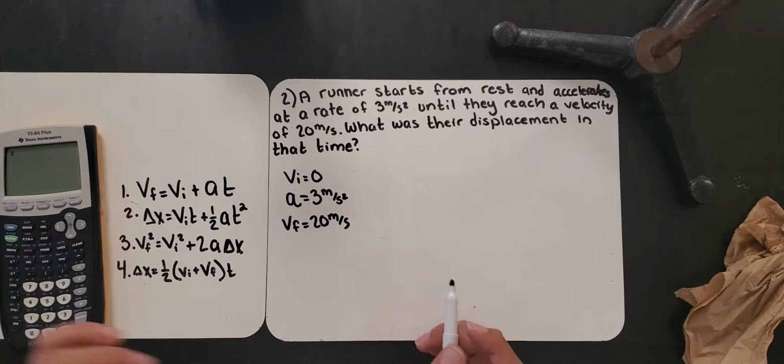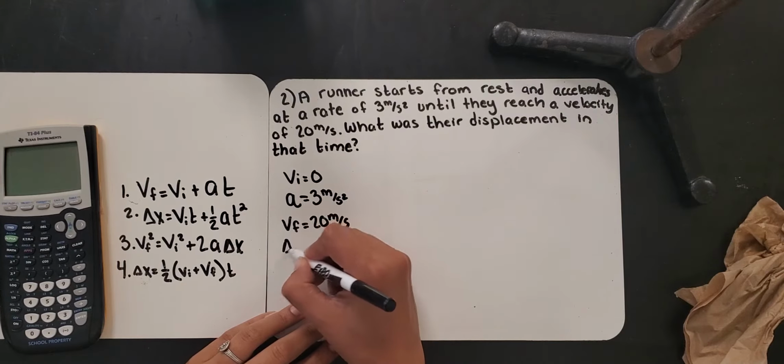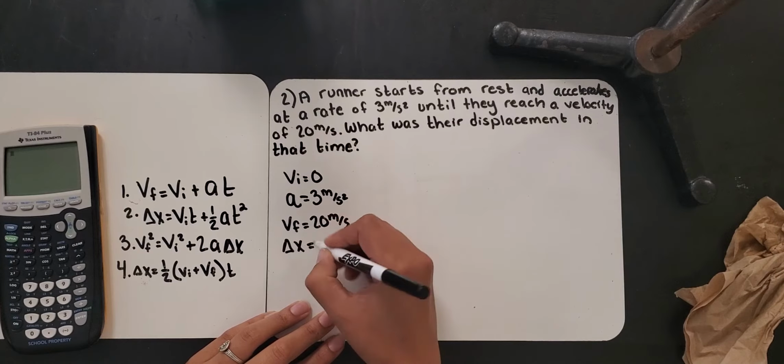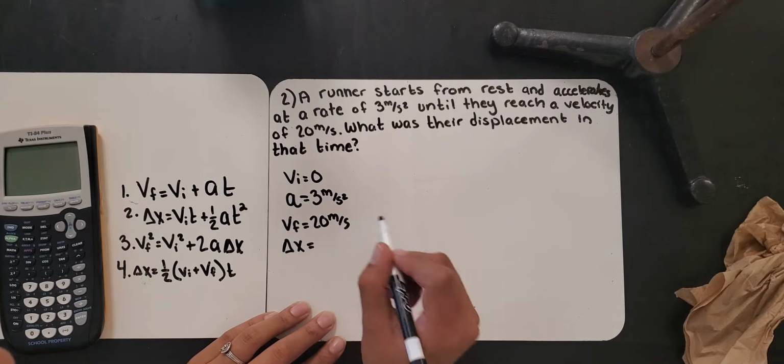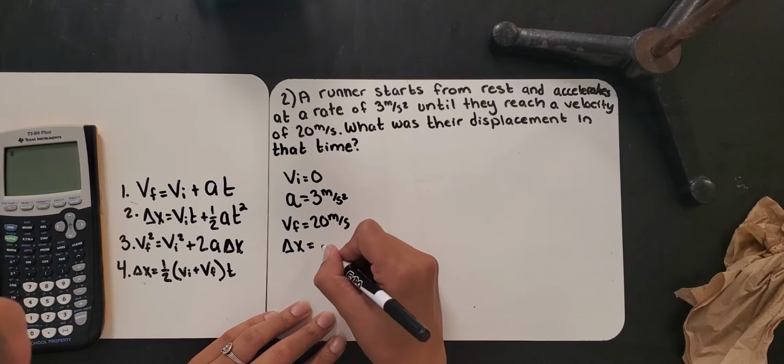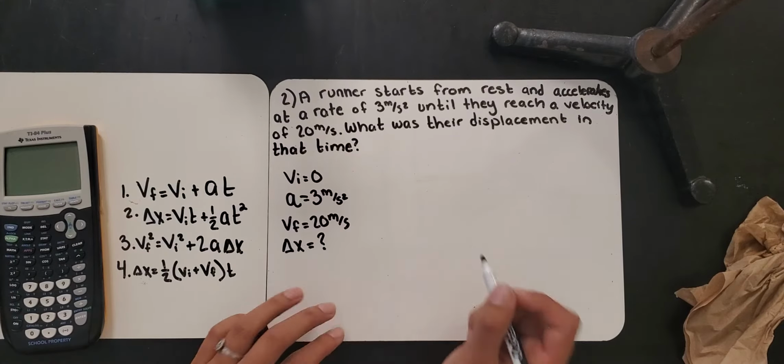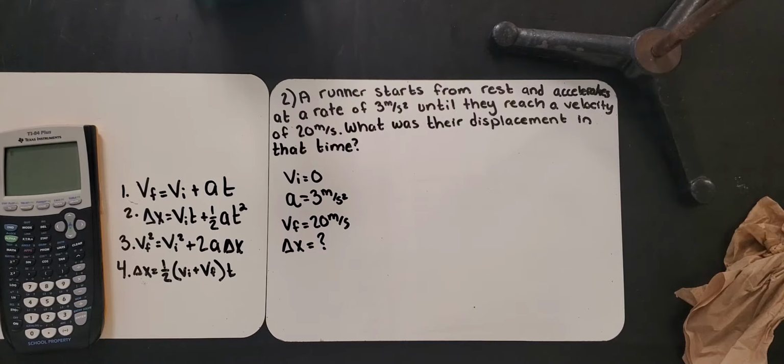What was their displacement in that time? So remember, displacement is this triangle x, basically looking at how far they moved from their starting point. That's going to be our question mark. So if we look at these equations over here, the one variable that we do not have is time. Looking at these equations, this equation has time, this equation has time, this equation doesn't, and this equation has time. So we're going to use this equation because this has the 4 variables that we have here.